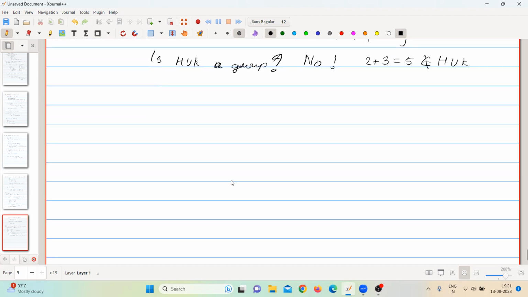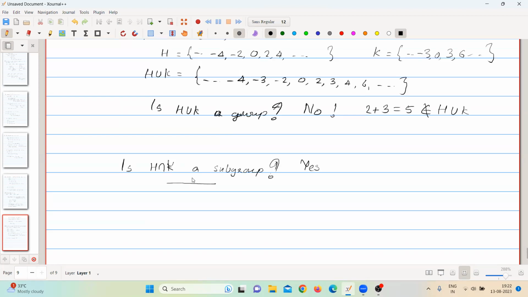Now is H intersection K a subgroup? Not in this example. In general, I am asking. Yes, ma'am, it is a subgroup. Yeah. So I think it is already covered in the section. Anyone wants the proof that H intersection K is a subgroup? Anyone wants the proof of this? Okay, so you can just go through the lecture note. I think the proof is there. So H intersection K will be a subgroup.